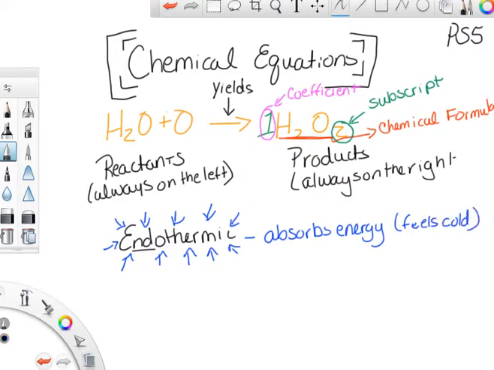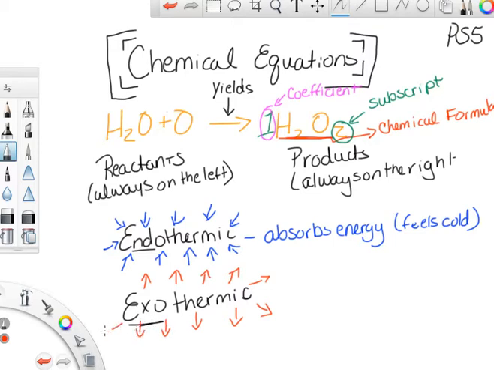Okay? Exothermic, exo, thermic means heat. Okay? And this is when energy is released. And obviously I use red on purpose because this feels hot. Okay? Feels hot.